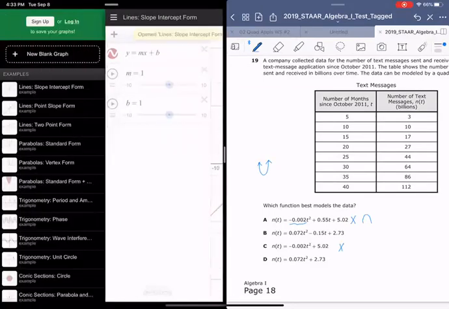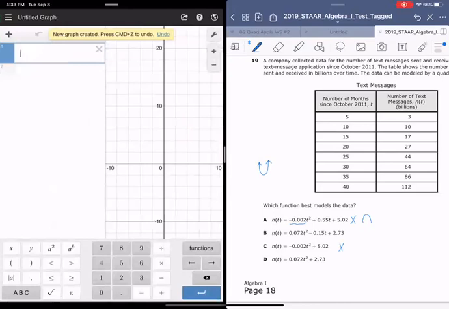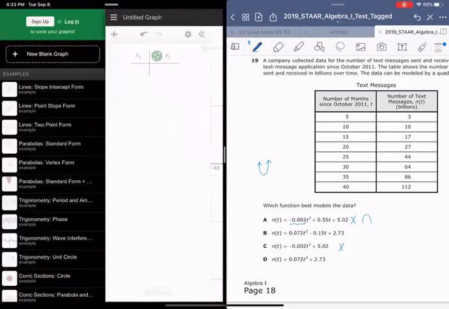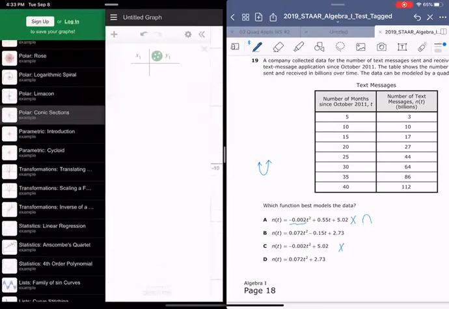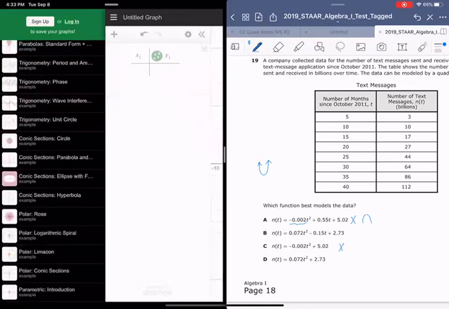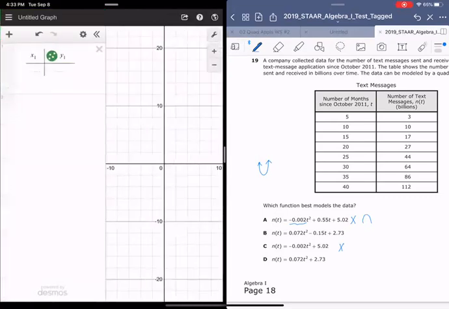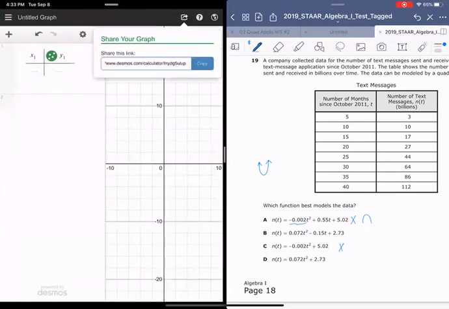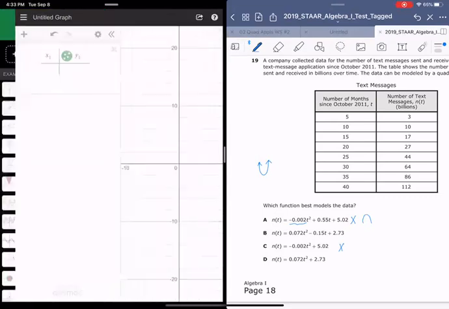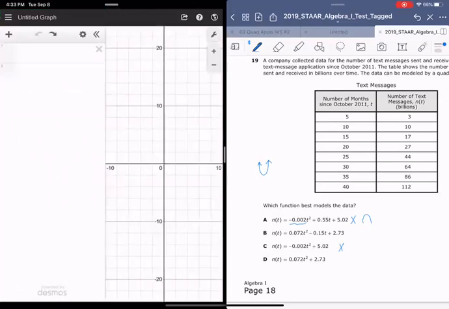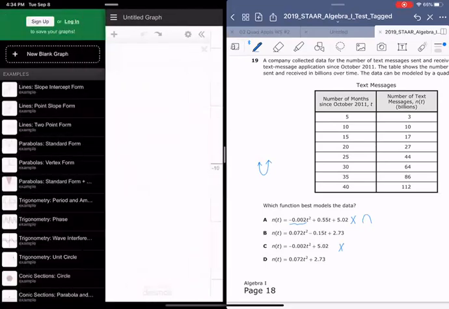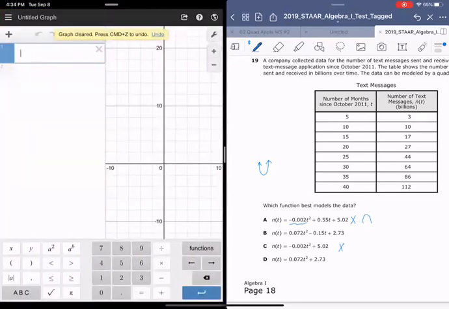No. Hold on. Okay. This question is supposed to be solved in the graphing calculator, but right now you don't have the graphing calculator. There's something wrong. All right. I'm just going to do this, okay?